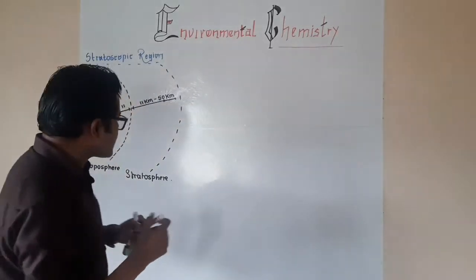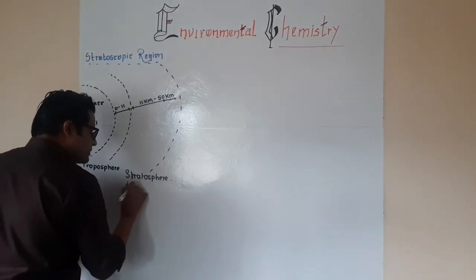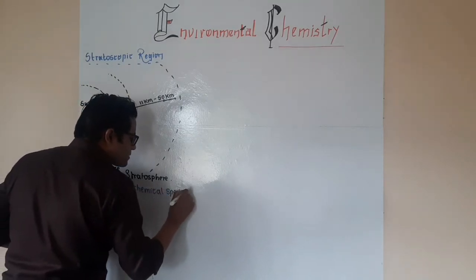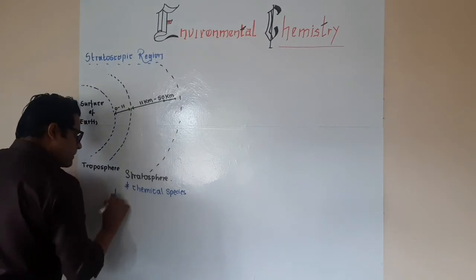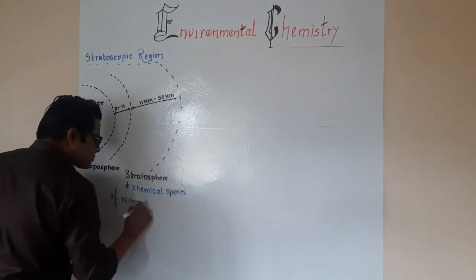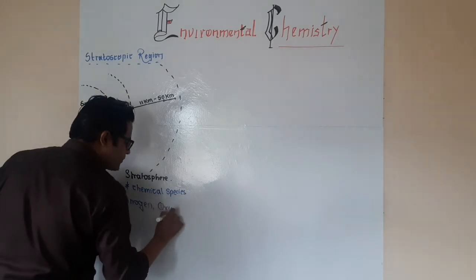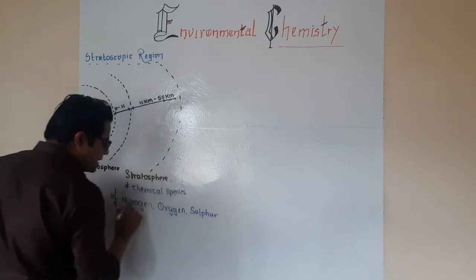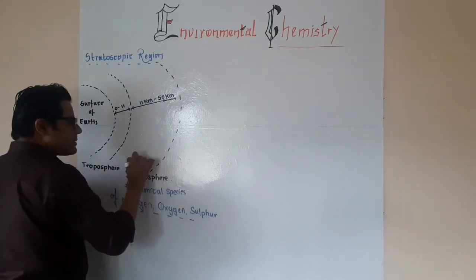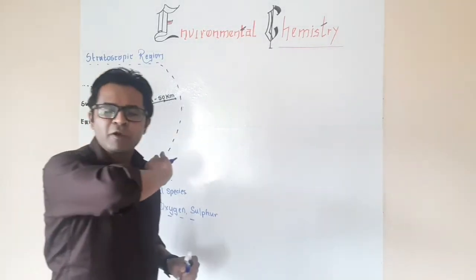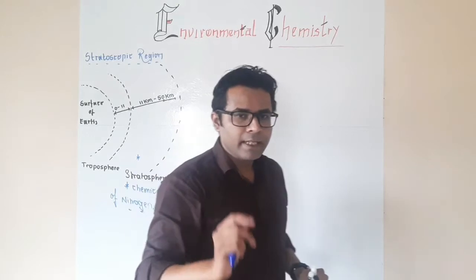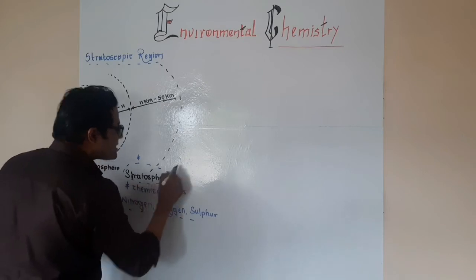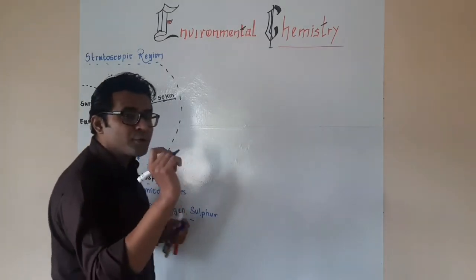Now, the chemical substances I am speaking about in this particular region are the chemical species of nitrogen, oxygen, and sulfur. They tend to stay in this region for several years. The most striking feature of the stratosphere is that it contains the ozone layer.